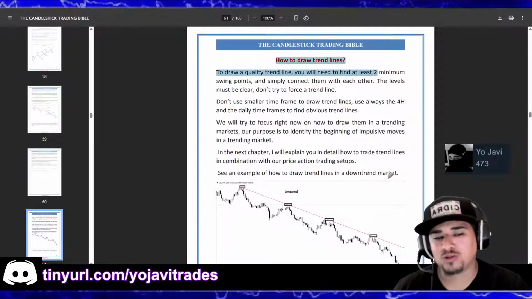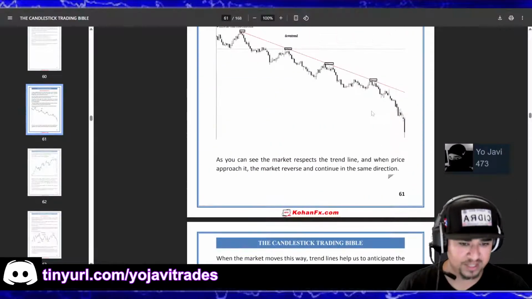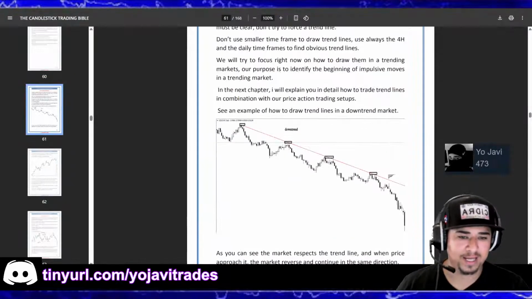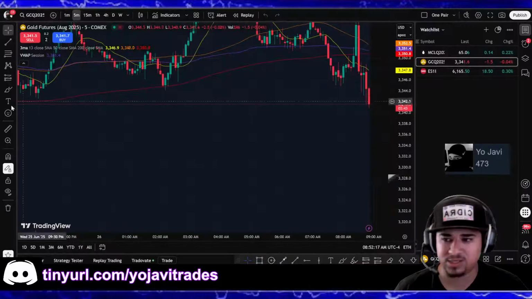Here we go. How to draw trend lines. So let's look at the section. Okay, so only 2 pages. We're gonna look at it, and then we'll look at the chart ourselves.